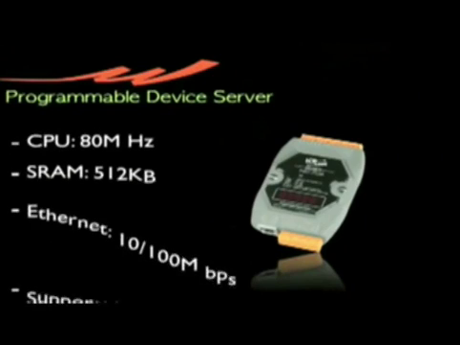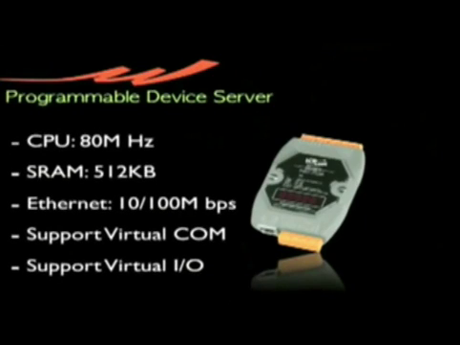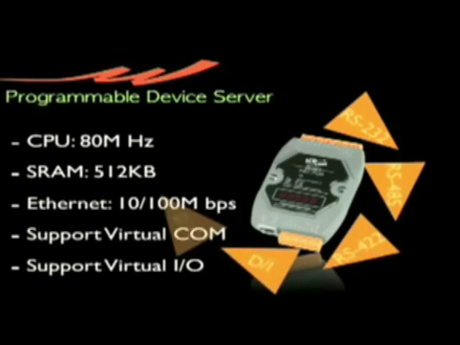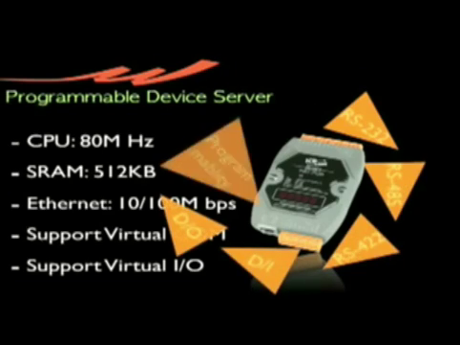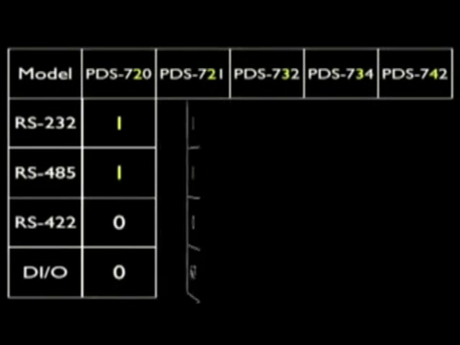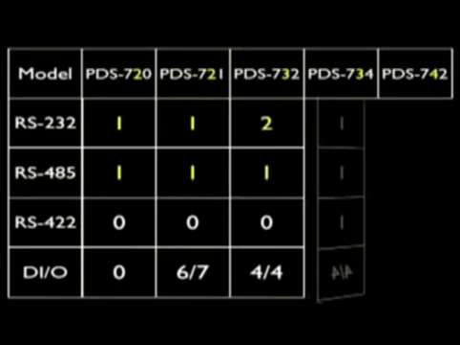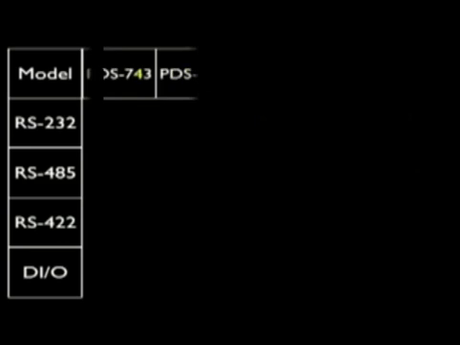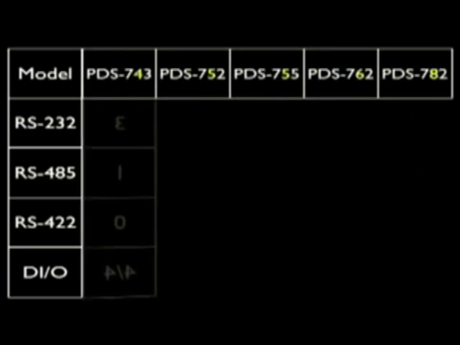Programmable device servers feature programmability and more RS-232, RS-485, and RS-422 COM ports. In addition to that, some members of this family have built-in digital I/O channels for further functionality. As you can see in the table, we have many standard PDS series models. The model name represents the number of COM ports.